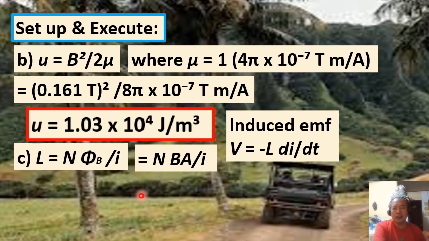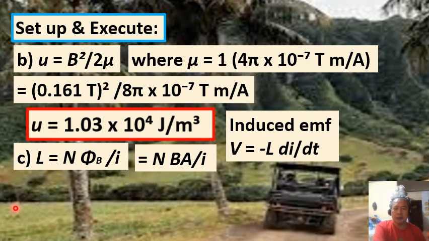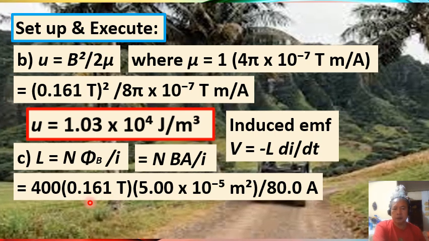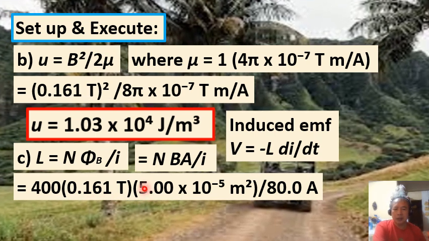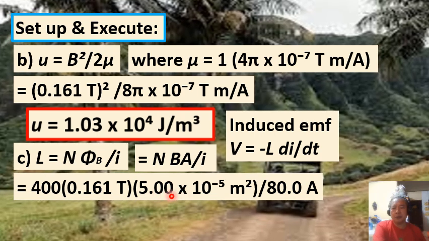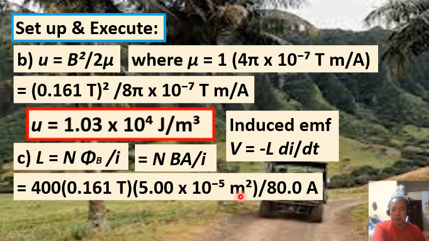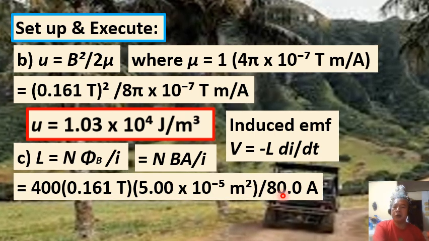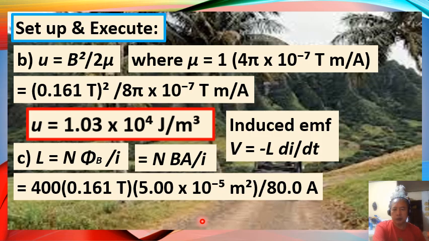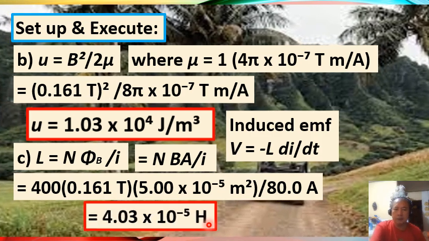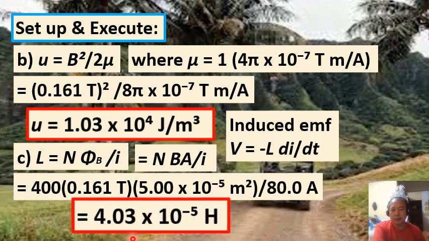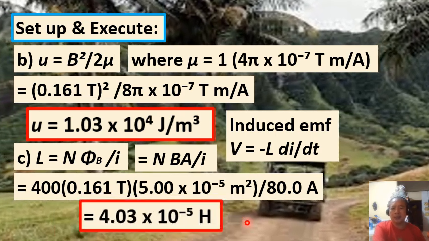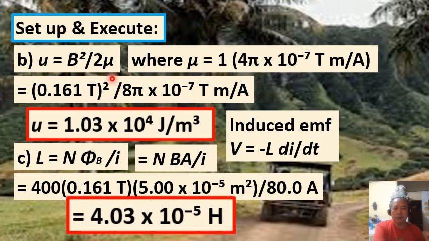All right? So plugging in the quantities into this formula for determining the inductance, capital L, we get 400 times 0.161 Tesla times the cross-sectional area 5.00 raised to the negative 5 meters squared, and then divided by the amount of the changing current, small letter I, or 80.0 amperes. So again, doing our math, we arrive at the value of the inductance, capital L, equal to 4.03 raised to the negative 5 Henry in three significant figures.